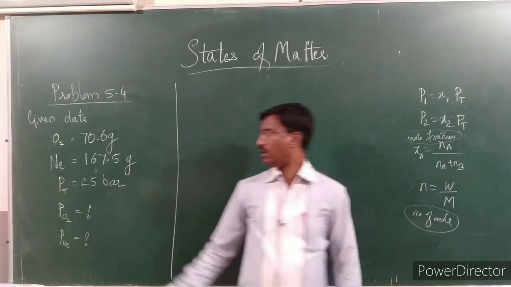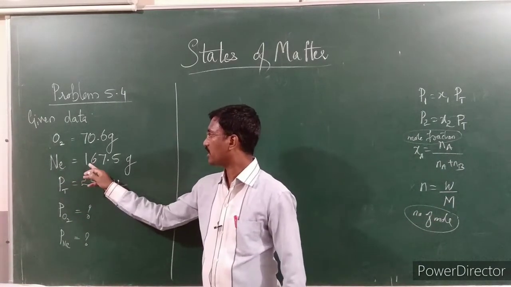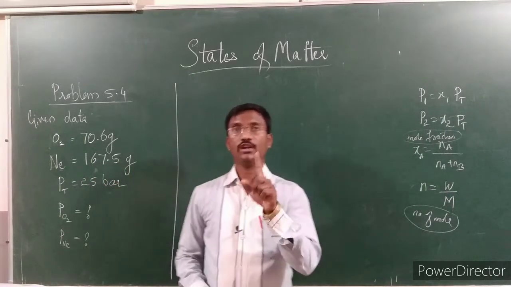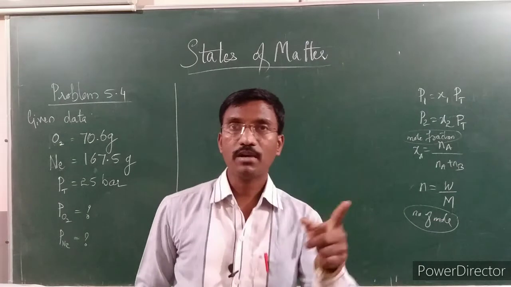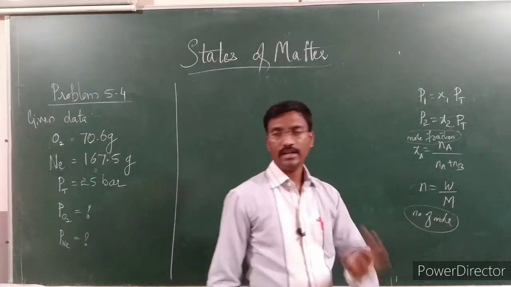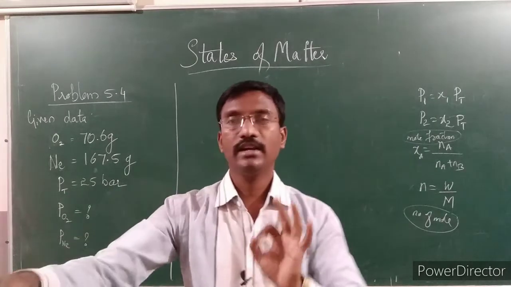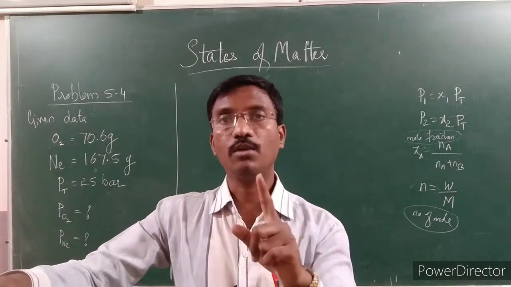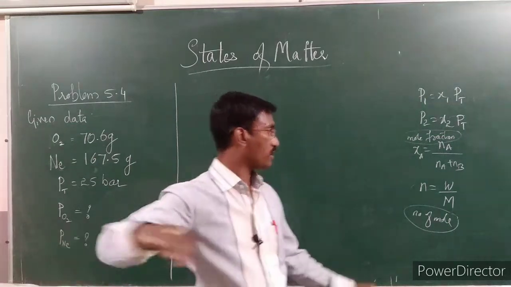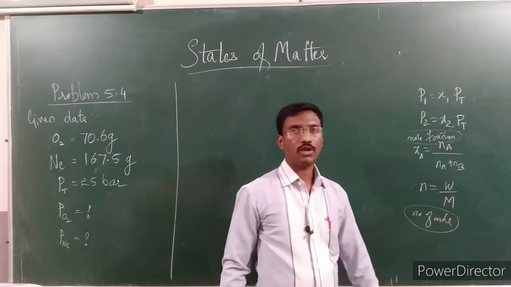Are you getting? Neon, they have taken as 167.5 gram of neon. But neon is only one atom. What is the atomic mass of one neon? That is known as the molar mass. Actually, molar mass is the mass of 1 mole of a compound. The mass of 1 mole of compound is called M, the molar mass.